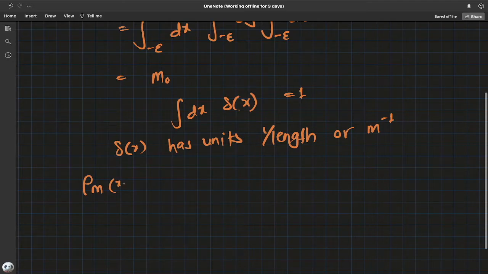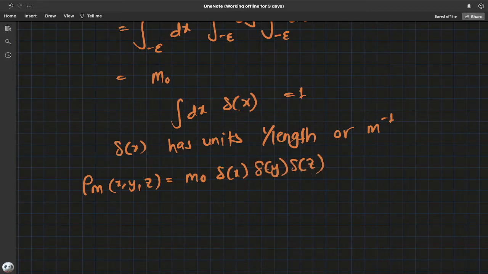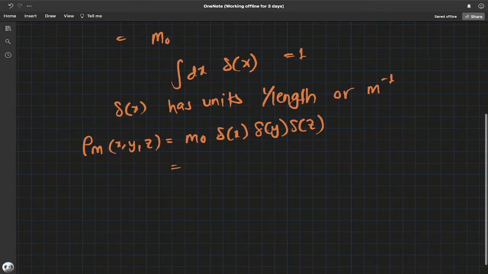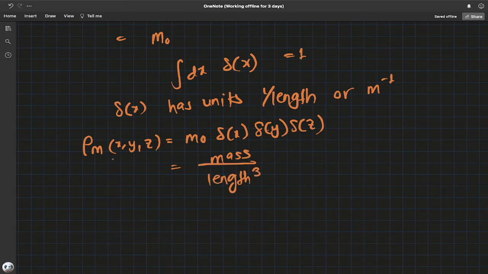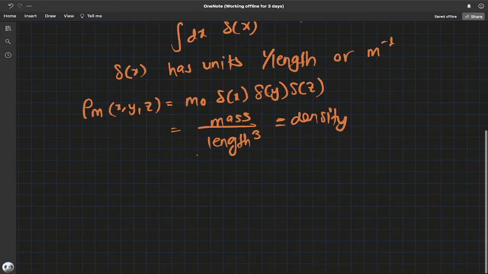The density function of x, y, z is given by m naught delta x, delta y, delta z. This, according to this logic, should be mass over length cubed, which is precisely the units or the dimension of density. So this clearly makes sense. In this case we're just talking of mass density, no other density.